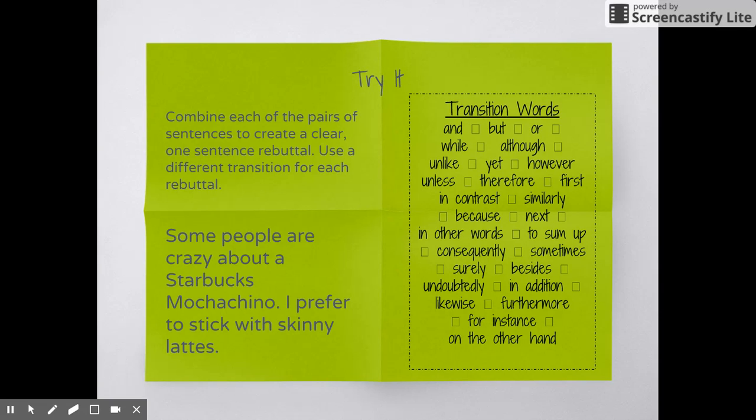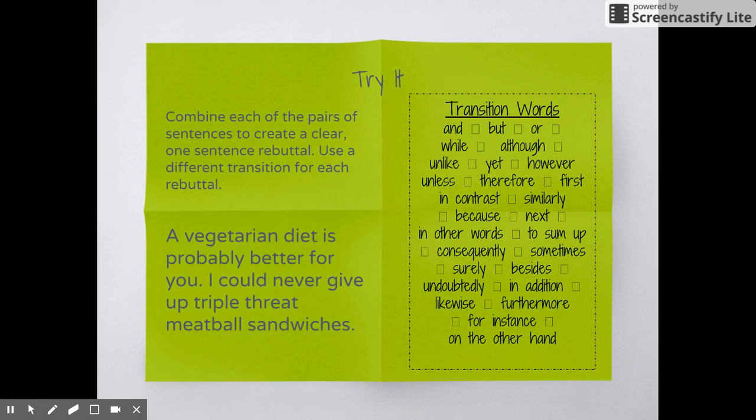Here's another example. Some people are crazy about a Starbucks mochaccino. I prefer to stick with skinny lattes. Combine those 2 sentences using a transition word. Try this one. A vegetarian diet is probably better for you. I could never give up triple threat meatball sandwiches. Combine those 2 sentences with one of the transition words.